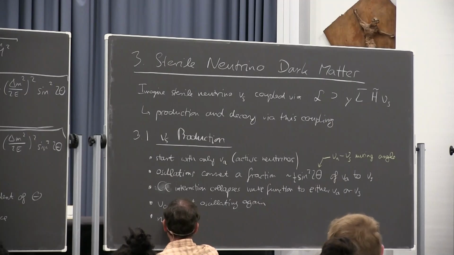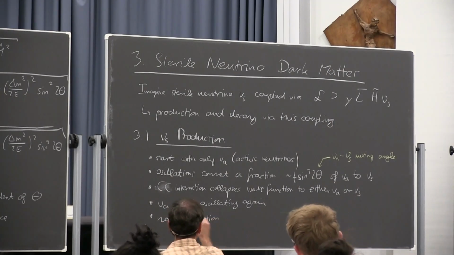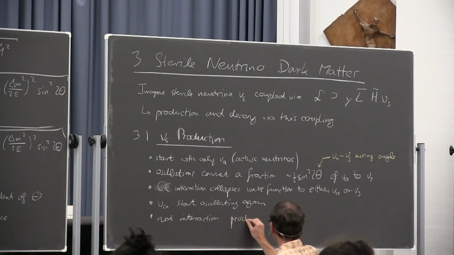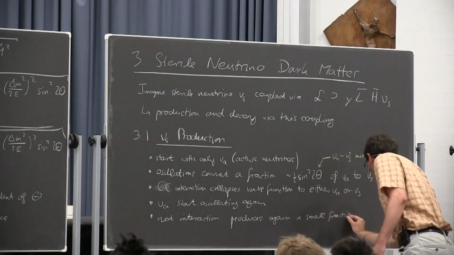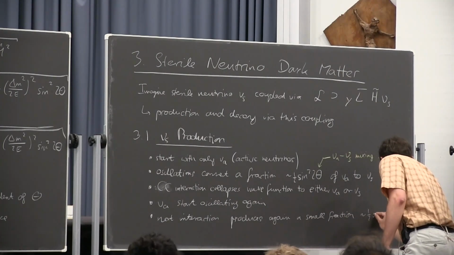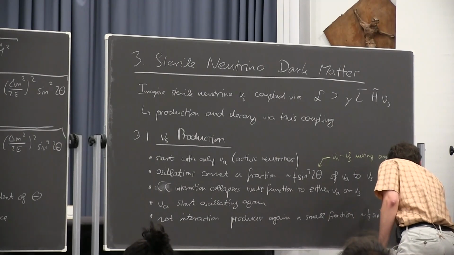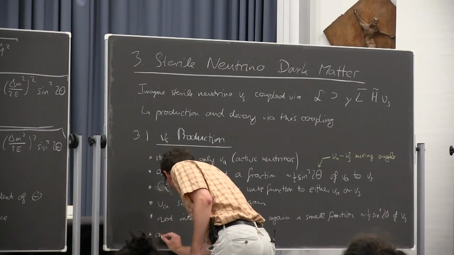And the next interaction produces again a small fraction of sterile neutrinos, namely a fraction proportional to 1/2 sine squared 2 theta of nu s. And then the process repeats.